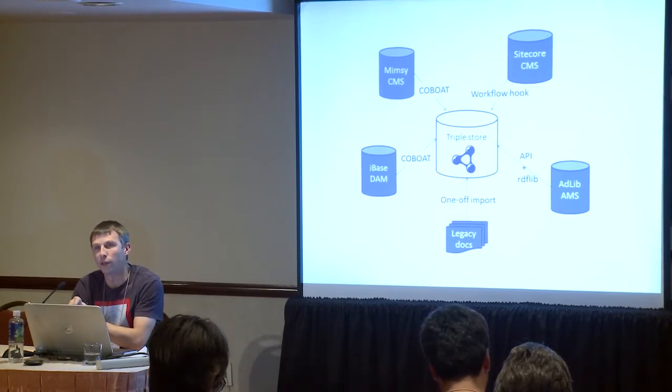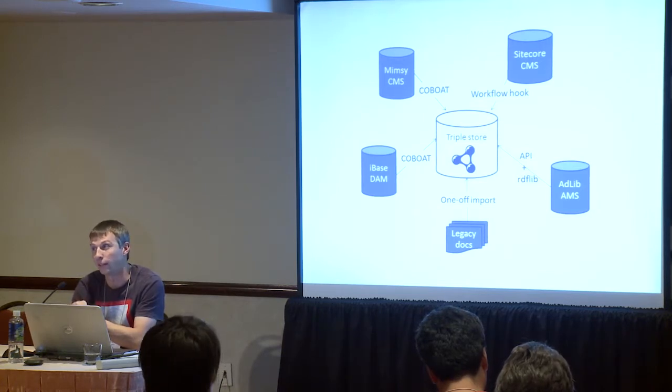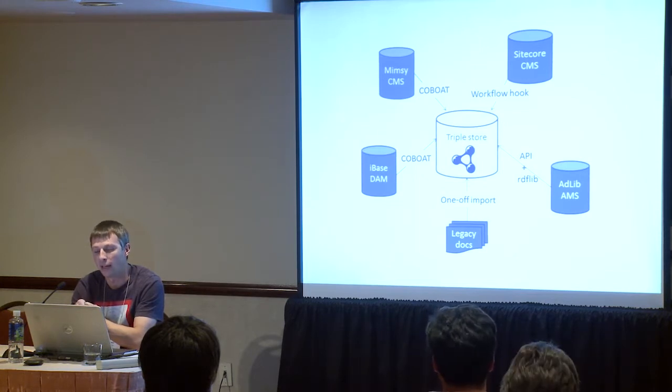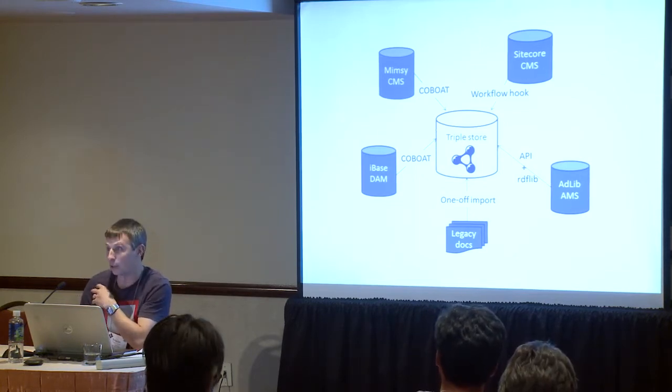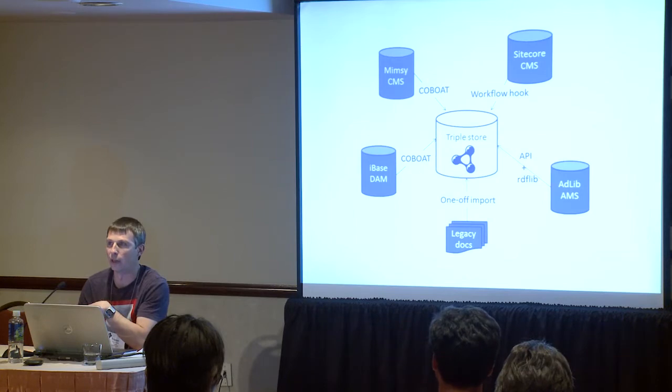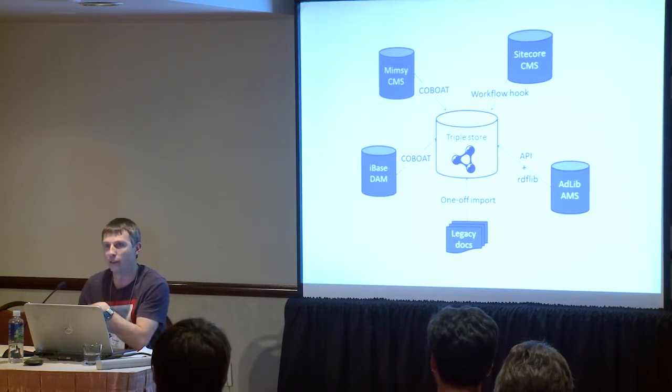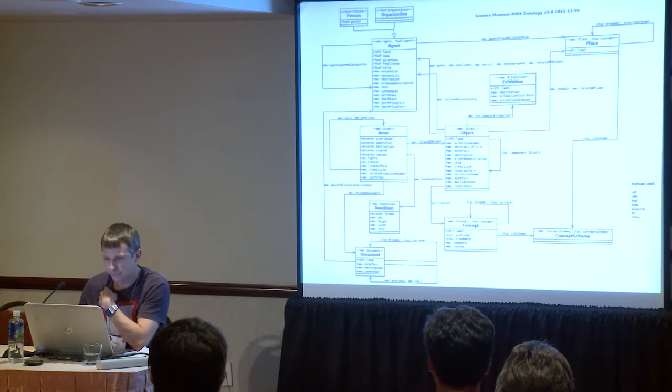With Sitecore, we're looking at adding a workflow hook so that when people publish articles there, every time a publish event happens, it will fire off to extract the data we want, transform it to triples and push it to the triple store. And for these legacy XML documents, it would be things like a one-off import. We don't actually need to have the scheduled updates going there.